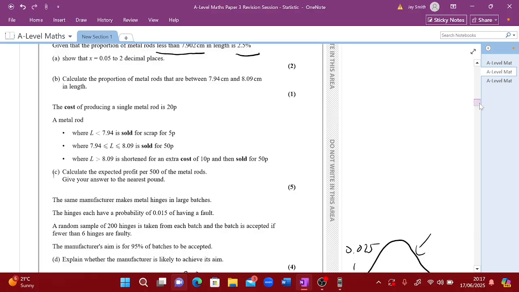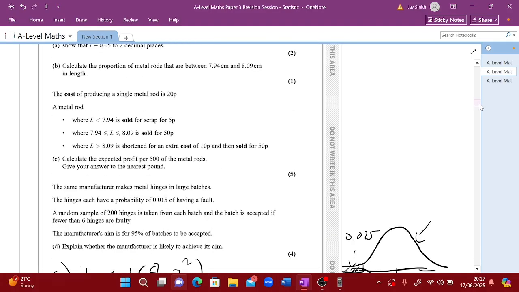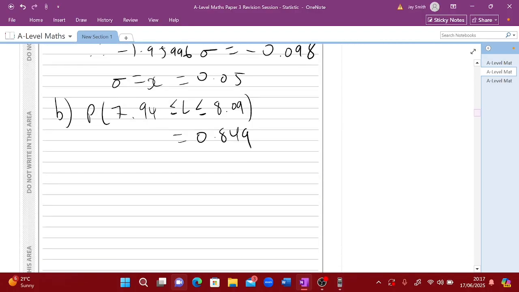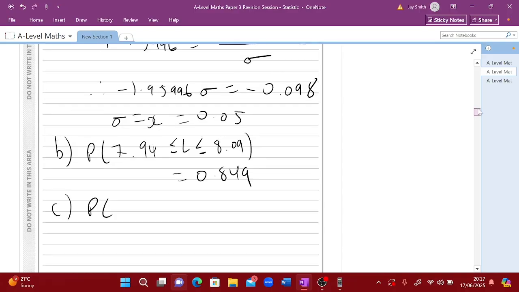And we're given how many rods there are. So really, we need to work out how many rods have a length of less than 7.94, between 7.94 and 8.09, and above 8.09. So we're going to use the early parts of the question. We need to work out the proportion of the rods that have those lengths. So for part C, before we do anything else, we need to work out these three probabilities.